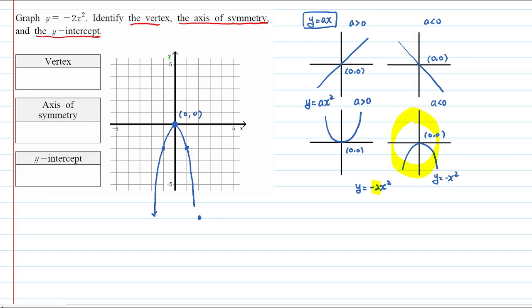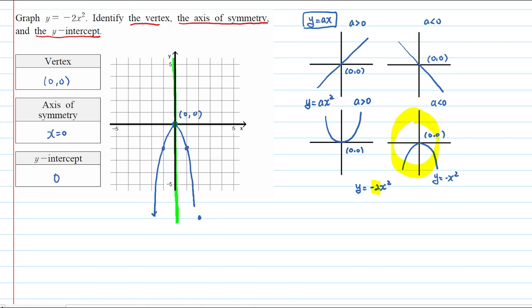The axis of symmetry will pass through the vertex. The y-intercept is 0. So the vertex is 0, 0, and the axis of symmetry will be x equal to 0, and the y-intercept will be 0.